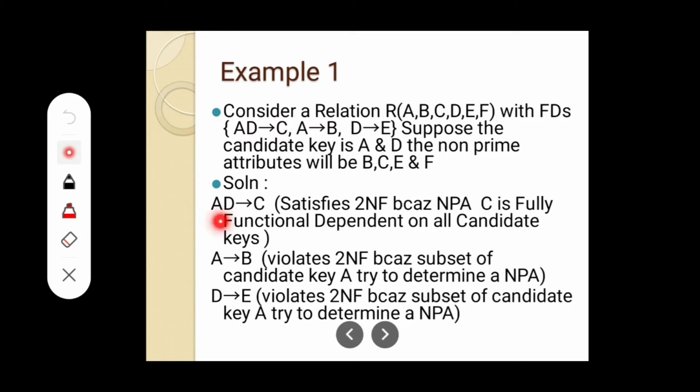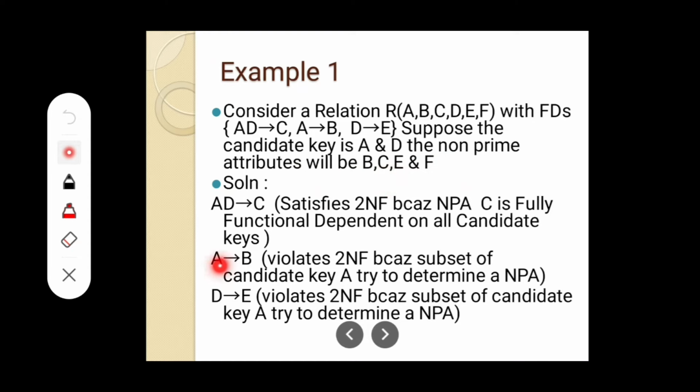Okay, next A determines B. A determines B. What is A? A is the subset of the candidate key. Our candidate key is AD, right? So what is A? It is a subset of candidate key AD. The subset of candidate key is determining B. What is B? B, C, E, F is what? Non-prime attribute. Okay, so this is non-prime attribute.